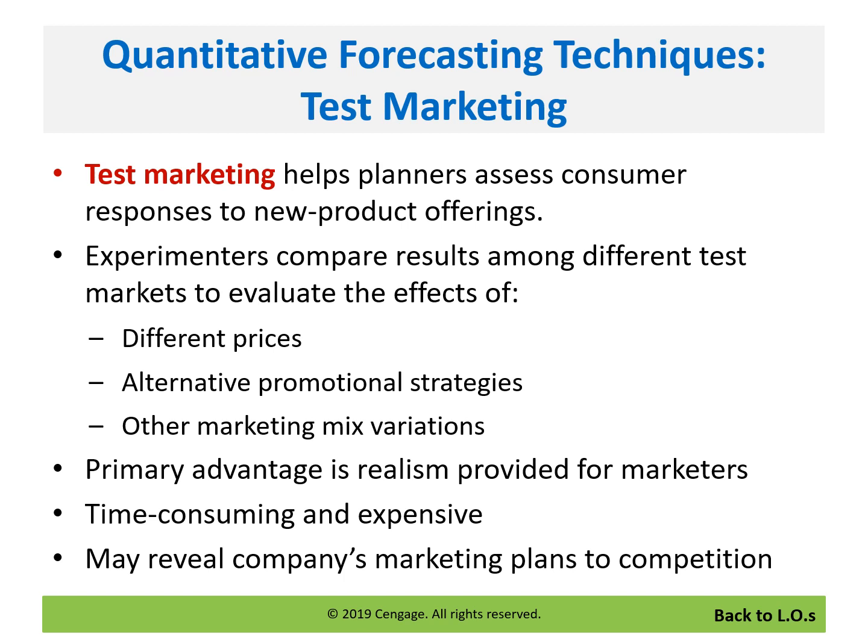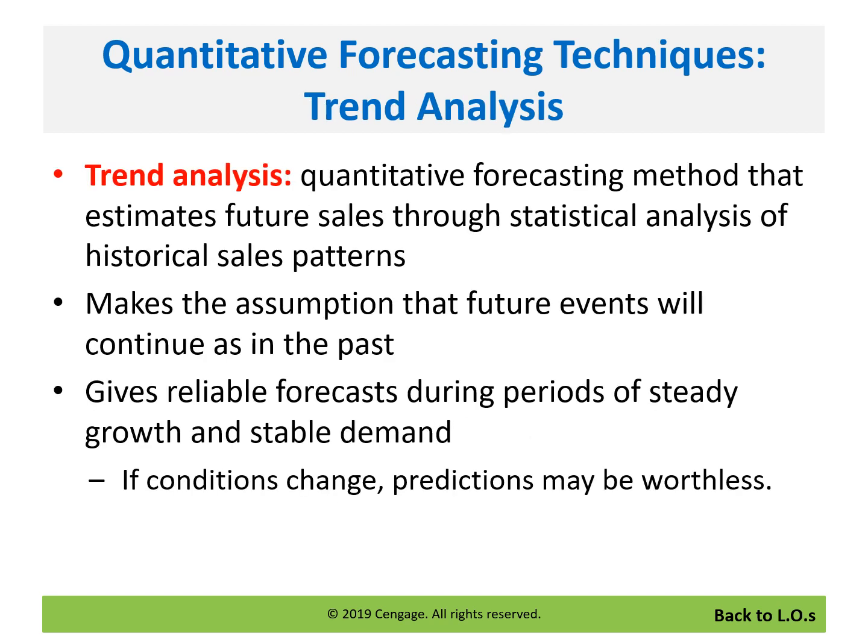Experimenters compare results among different test markets to evaluate the effects of different prices, alternative promotional strategies, or other marketing mix variations. Primary advantage is realism provided for marketers, and this is time-consuming and expensive but may reveal companies' marketing plans to competition. Next quantitative forecasting technique is the trend analysis.